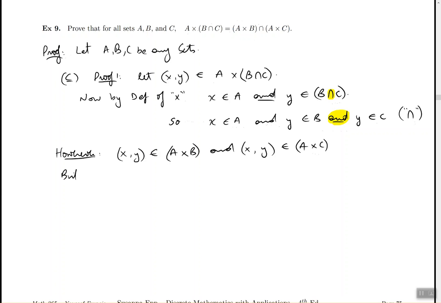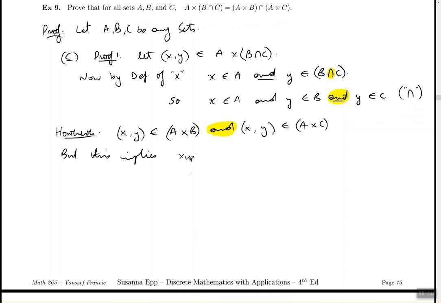But this implies, by the same definition of intersection, having "and" in the middle means we can join them together and say that x comma y is an element of A cross B intersect A cross C. This is again by definition of the word intersection. And that's the end of proof 1. So QED 1, and this is the end of proof 1.